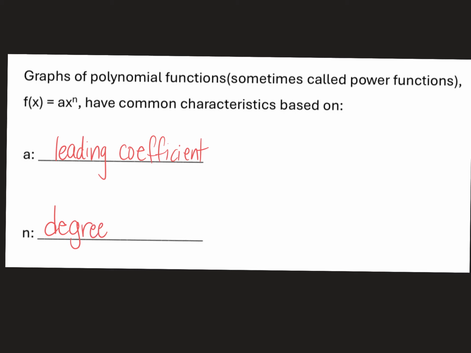Our leading coefficient will tell us if the graph points up or down. It will tell us if the right side points up or the right side is down. Basically, all of this I could have said in much simpler terms, and that is end behavior.